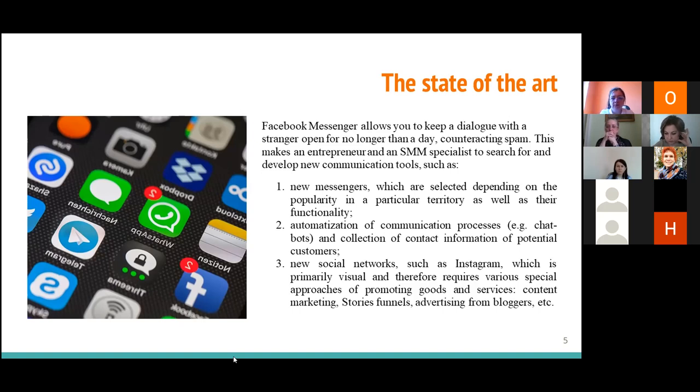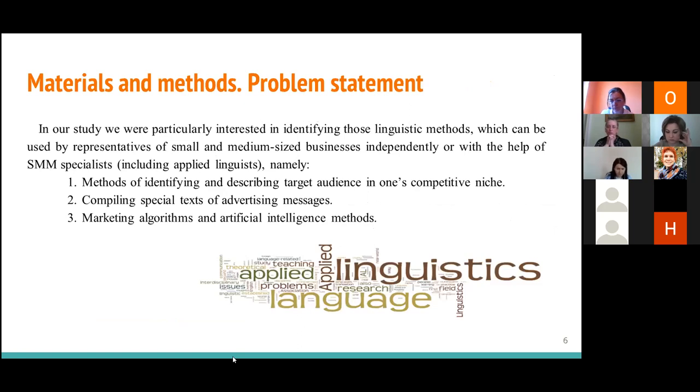And this makes an SMM specialist search for new communication tools, such as those listed on the slide: new messengers, automation of communication processes, and new social networks. In our study, we were particularly interested in identifying the linguistic methods which can be used by representatives of small and medium-sized businesses independently or with SMM specialists, namely methods of identifying and describing the target audience and one's competitive niche, compiling special texts of advertising messages, marketing algorithms, and artificial intelligence methods.